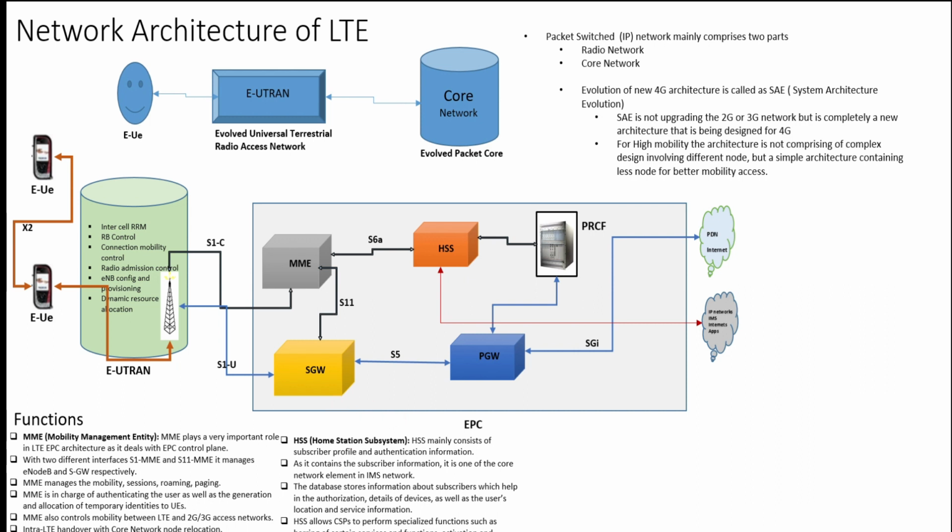Now the HSS allows CSPs to perform specialized functions such as barring of certain services and functionings, and deactivation of your SIM card. So if you want to bar some of the services, or if you want to allow only specific services to a particular subscriber, then all those provisions are done in your HLR, that is nothing but your HSS. So that is one of the main important functions of the HSS.